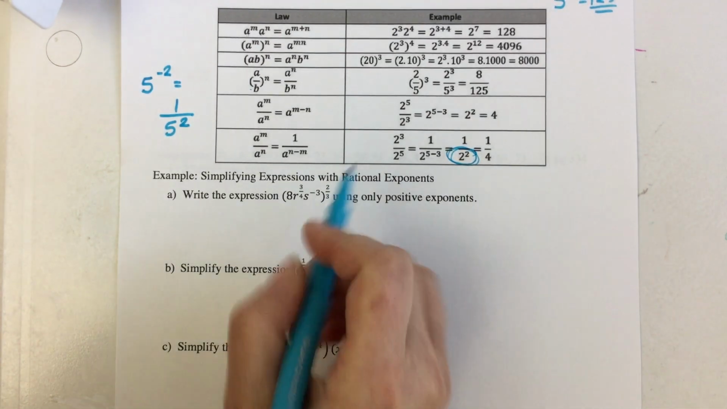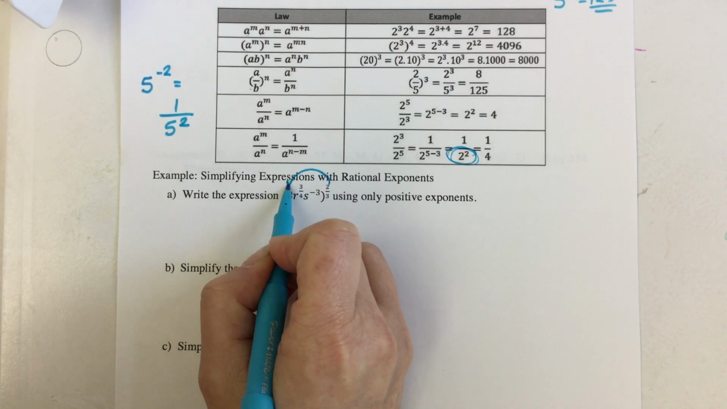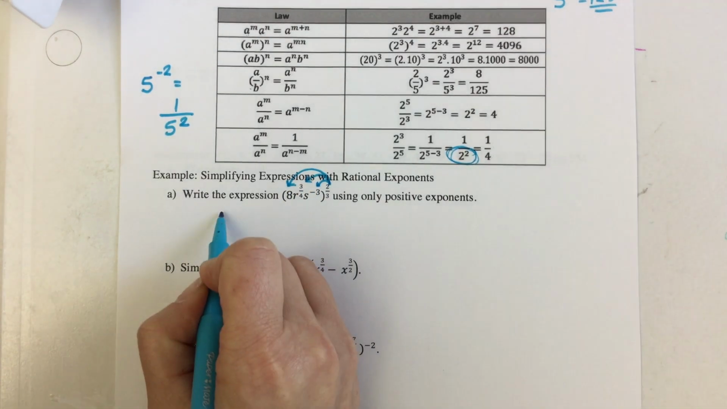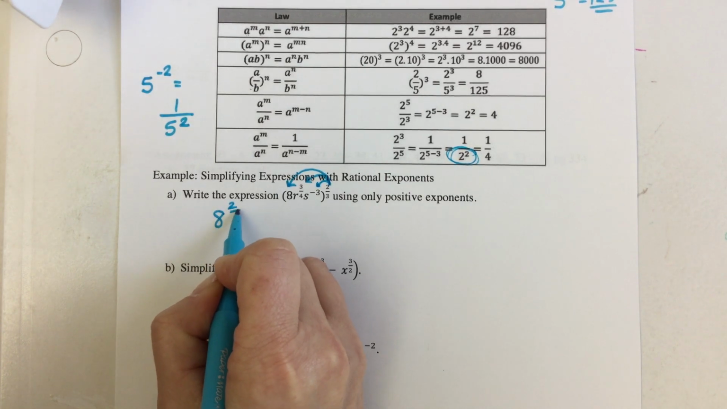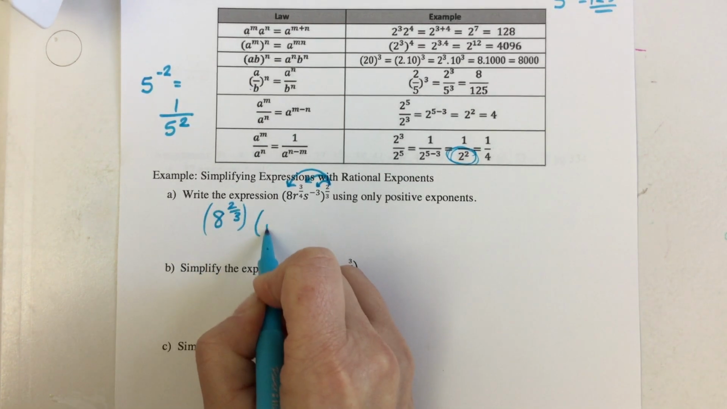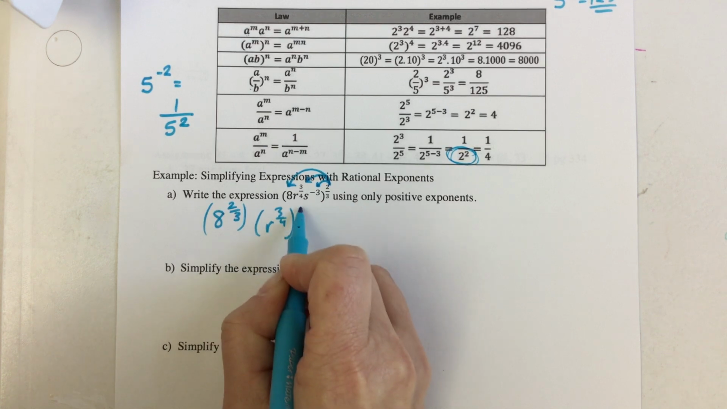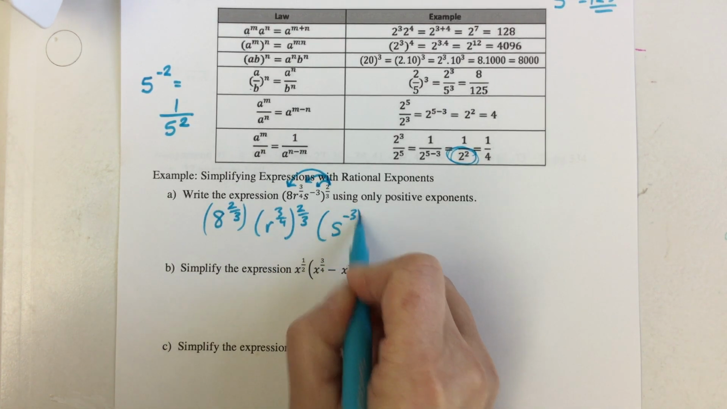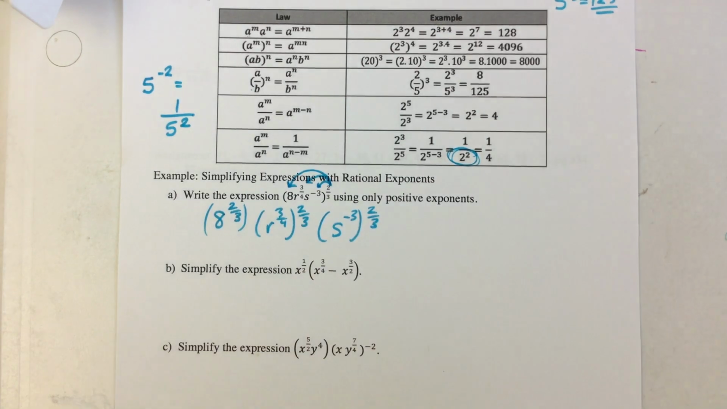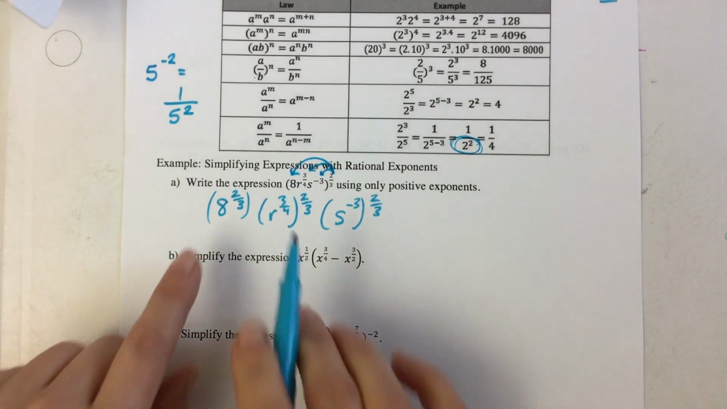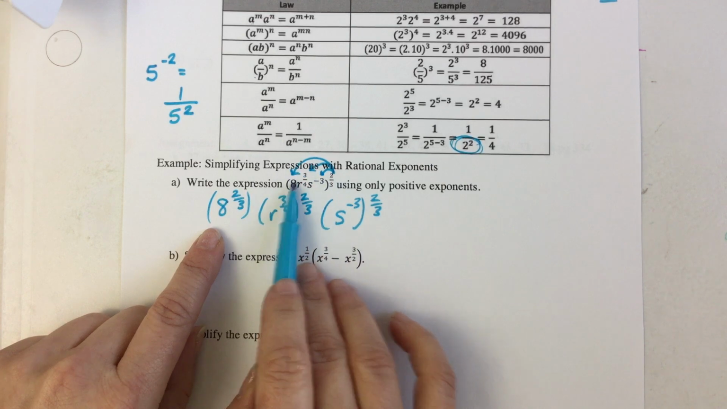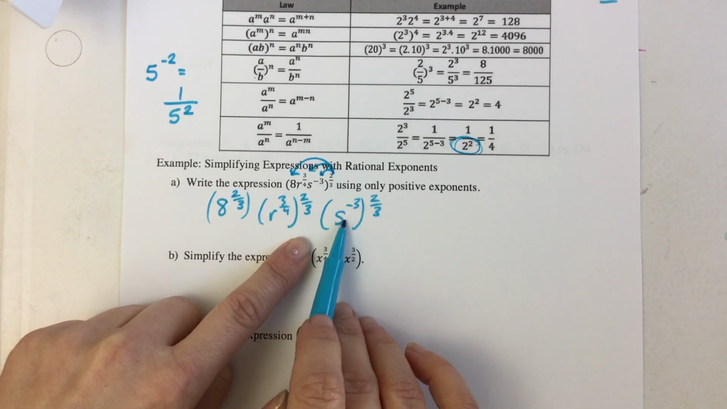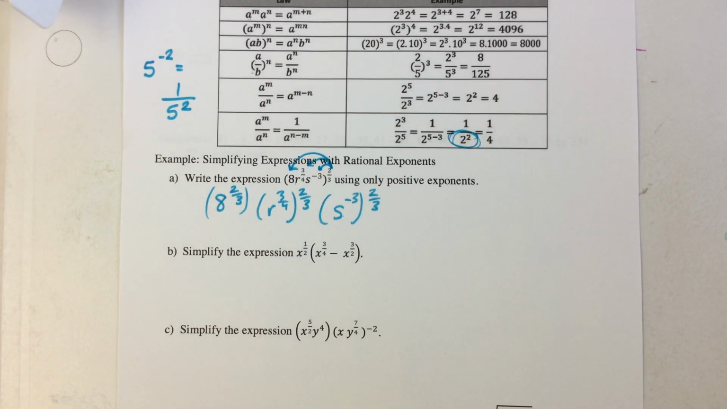Now remember, one of the properties says if you have an exponent outside of parentheses, it needs to go to everything. So 8 gets a power of 2/3. R to the 3/4 gets a power of 2/3. S to the negative power of 3 gets an exponent of 2/3. So what I just did here is I took this 2/3 and went to the 8, it went to the R to the 3/4, and it went to the S to the negative power of 3.